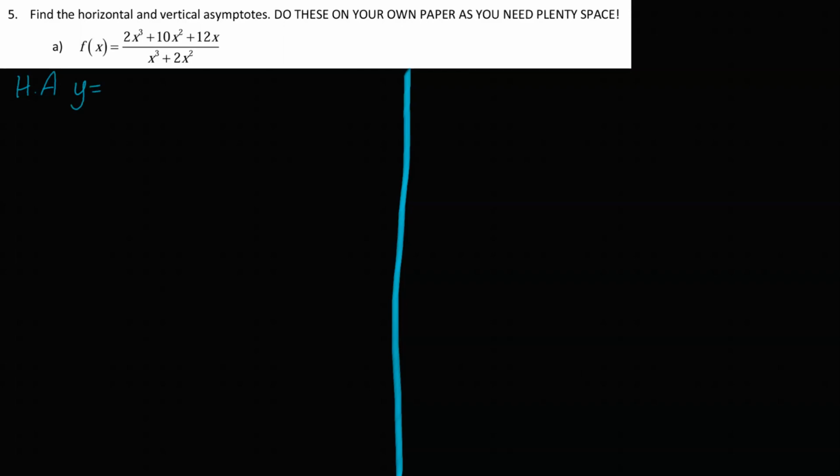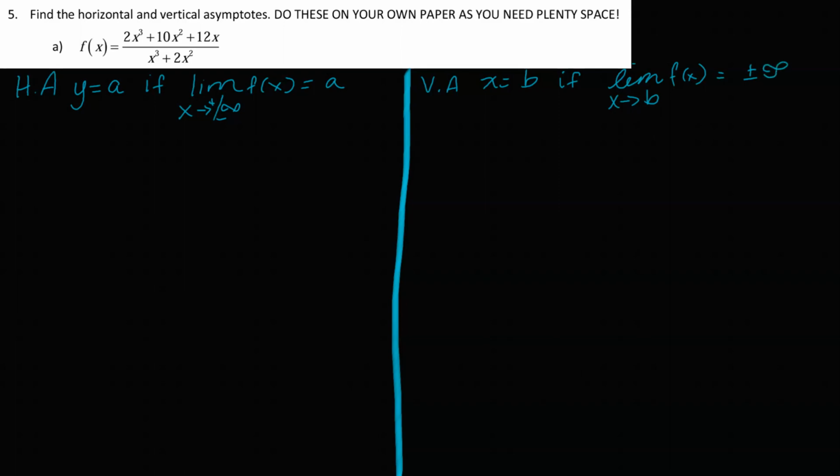y equals some number a is a horizontal asymptote if the limit as x goes to infinity of f of x is equal to that number a, and I'm going to say plus or minus because it could be from either direction, from the left or from the right. And then by definition, vertical asymptote, x equals some number b, if the limit as x goes to b of f of x is either positive or negative infinity.